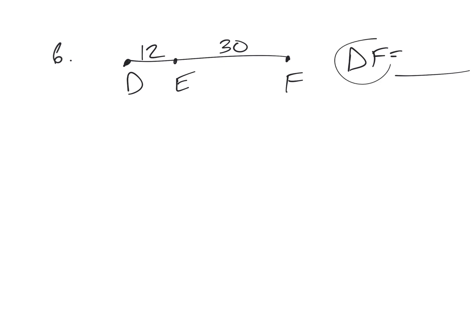So make sure you're paying attention to what they're asking. You want the distance from D to F, so therefore we're adding those two segments. Segment addition postulate, 42, sorry. 42. All right, 7.